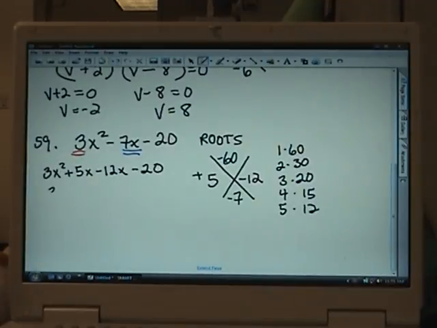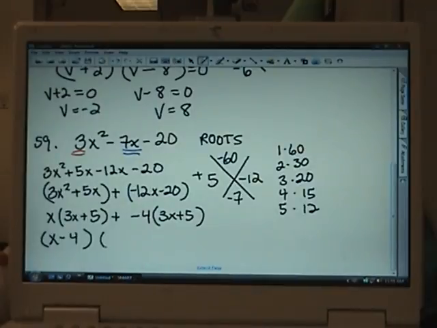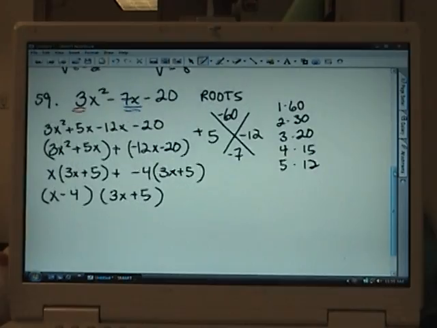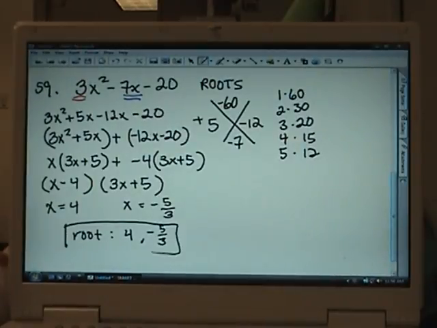So let's finish factoring by grouping. 3x squared plus 5x plus negative 12x minus 20. What can I take out of my first group? x. 3x plus 5 plus, what can I take out of my second group? A negative 4. And I get 3x plus 5. So I have x minus 4, 3x plus 5, and by this time I forgot what the question was asking. What was the question asking? The roots. So x equals 4, x equals negative 5 over 3, or my roots are 4 and negative 5 over 3.